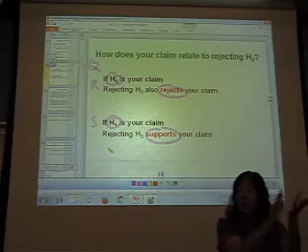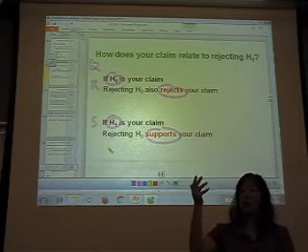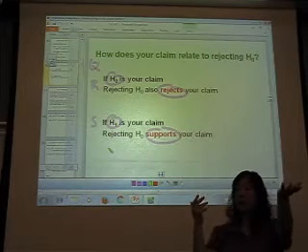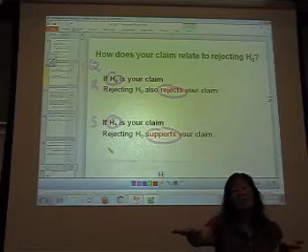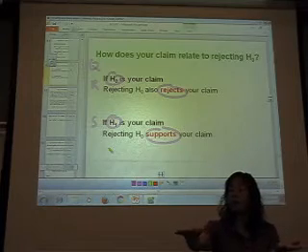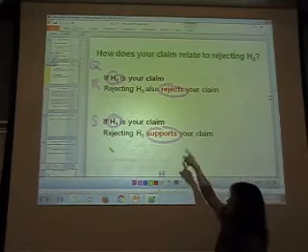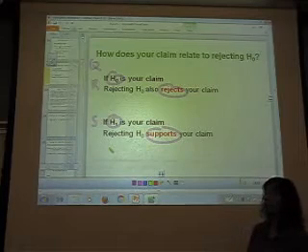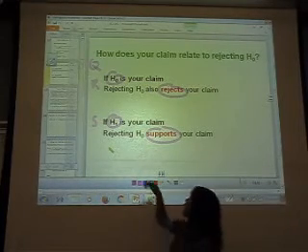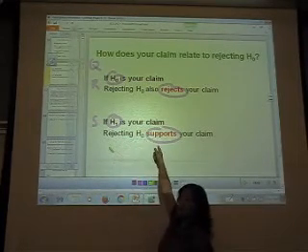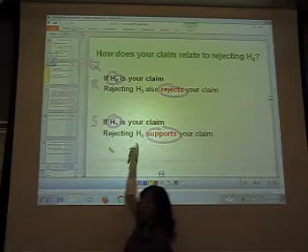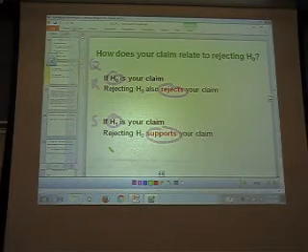If H1 is your claim, then rejecting H naught supports your claim. And failing to reject H naught fails to support your claim. So that's why you use those words. But you need to remember what comes last: H1, and what comes last, S, support. So you can use that to help you remember that if you need to.